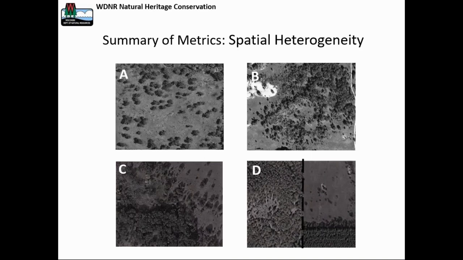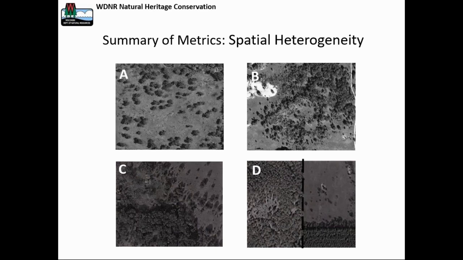So we recognize that this is a more subjective measure, and the graphics provided here are only to provide a visual guide to text that describes this arrangement on the form. I will avoid reading the whole text that's on the form, but it basically spans the gamut from A, a complex natural mosaic, to B being somewhat heterogeneous, C being somewhat homogeneous, where you have that open canopied area in the upper right and a more closed canopy area on the lower left.